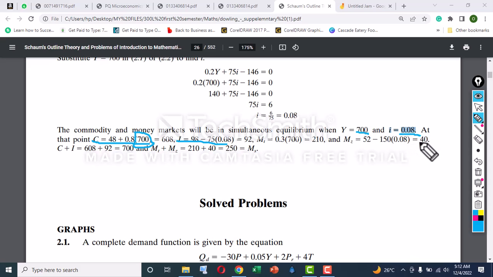That's 0.08. Same thing goes to money supply, which is actually a figure 250, so you don't need to change anything there. But for money demand, that's the transactionary and precautionary part, which is 0.3y. So you change your y with this, and the same thing goes to the other one. You change, then you get your value for each and every one of them. So that's basically what the ISLM model is all about.